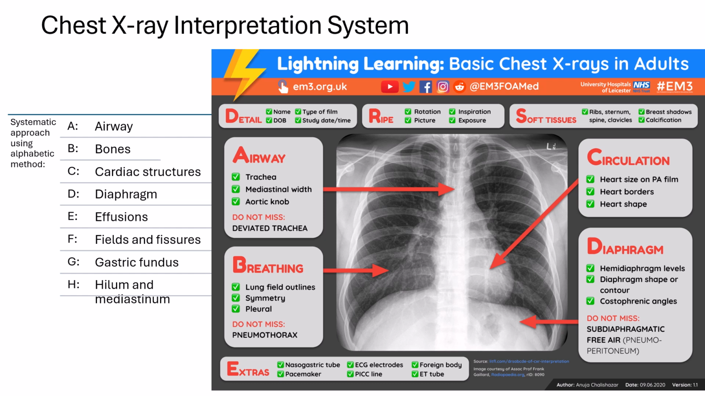F for fields and fissures. Examine lung fields for infiltrates or consolidation. G for gastric fundus. Confirm it's in the correct position. And H for hilum and mediastinum. Look for lymphadenopathy or widening. The exam typically describes radiographic findings and asks you to recognize what condition they're associated with, so having a systematic approach is crucial.